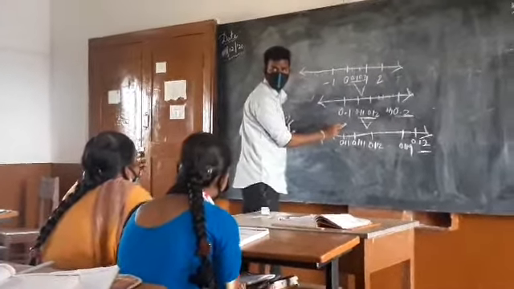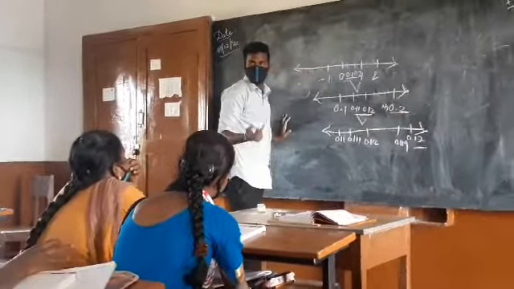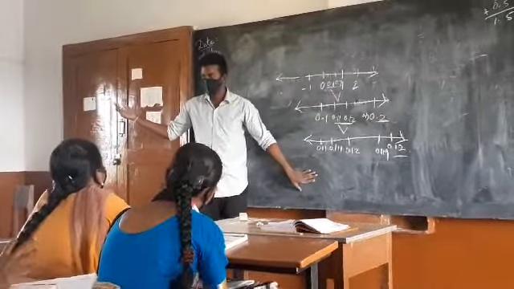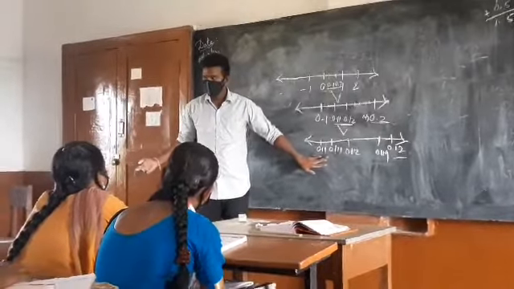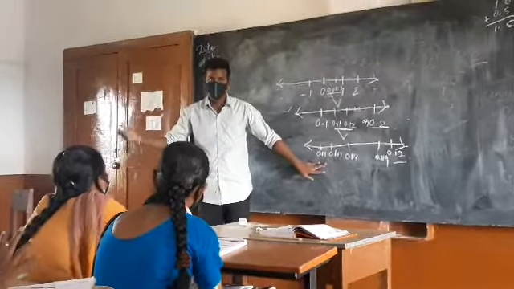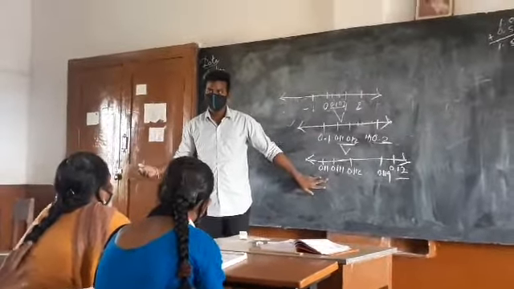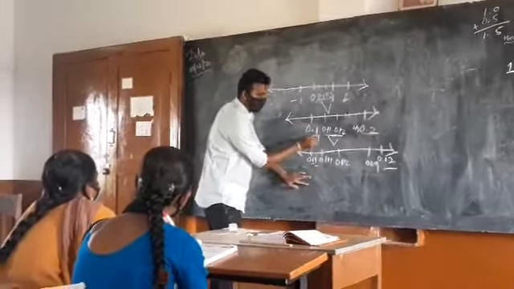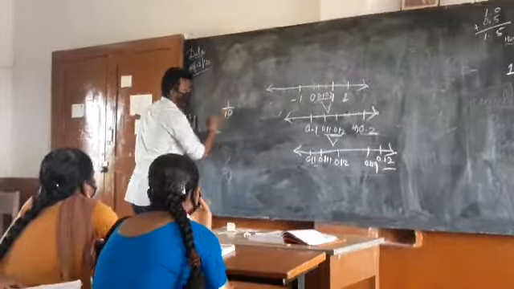Yes, sir. 0.1 is nothing but 1 by 10. 0.2 is nothing but 2 by 10. 0.11 is nothing but 11 by 100. Two decimal places are there. Look at here. Here it is one decimal place. That is why, neglecting the 0, you have written like this.